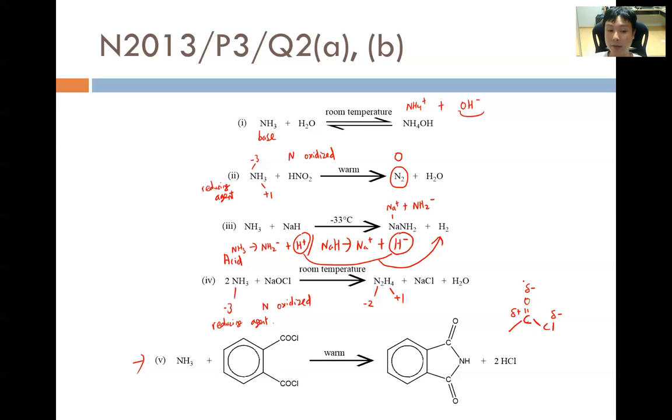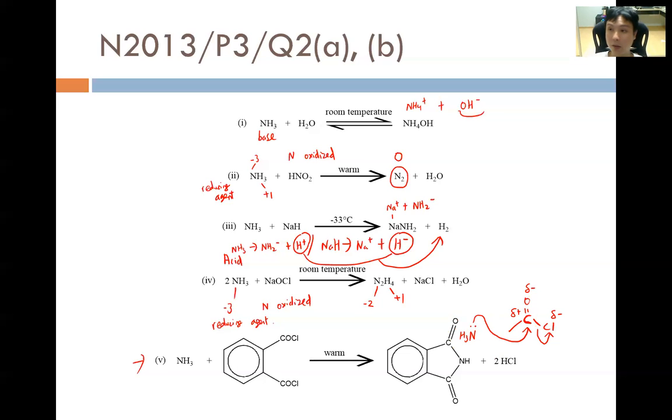and the chlorine and the oxygen will acquire partial negative charges. So what happens is that because the NH3 has a lone pair of electrons, which is negatively charged, it will be attracted to this partial positively charged carbon. So it will attack this carbon and kick out this chlorine. In doing so, this ammonia is acting as a Lewis base because it's donating its lone pair of electrons to this carbon, and this is acting as a Lewis acid.